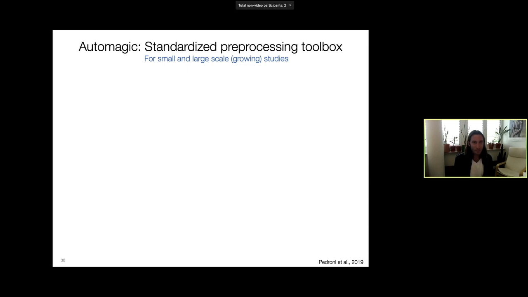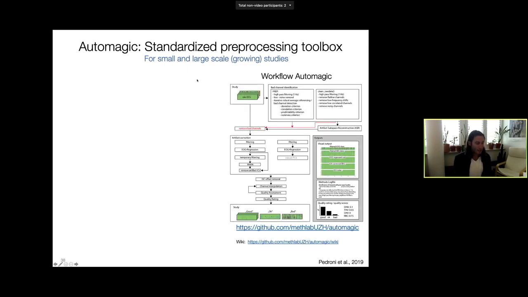But you can also use Automagic for small data sets. And Automagic provides us standardized pre-processing, which gives you reproducible results and takes any subjectivity out of it. And it's very well done. Here you see the workflow of Automagic.